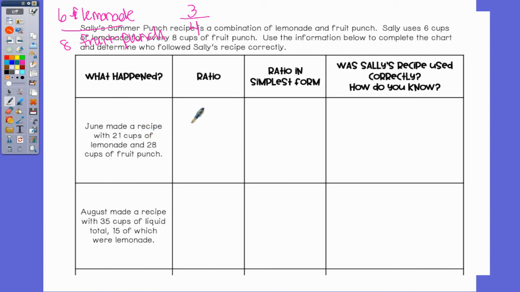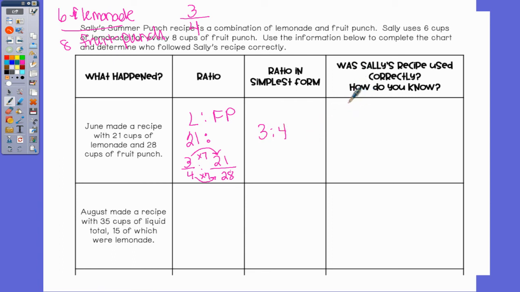So June is going to create this lemonade to fruit punch recipe, right? And June has 21 cups of lemonade. So how many cups of fruit punch does she need? Well, our original is 3 to 4. So I'm doing 21 to what? What do I do to 3 to get to 21? Times 7. So whatever I do to the top, I do to the bottom. So you should have 28 cups. This is 3 to 4 in simplest form.